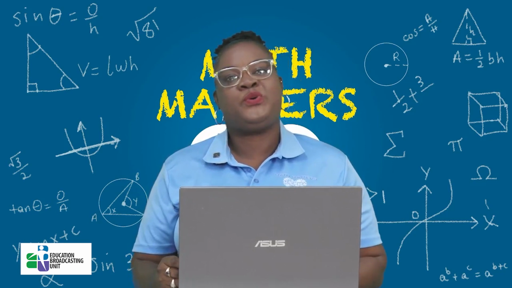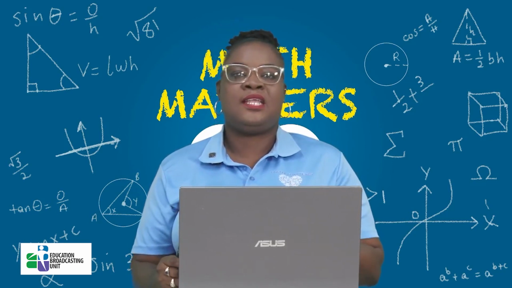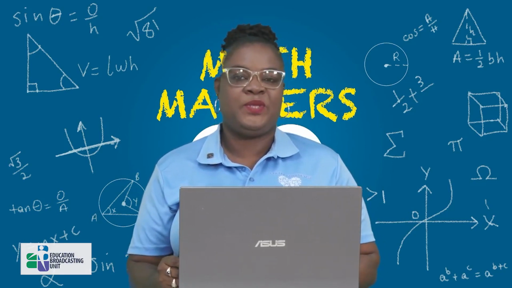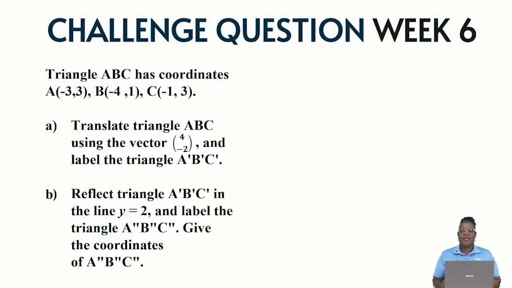Before we delve into trigonometry this week, let us take a look at our challenge question from last week. It reads, triangle ABC has coordinates A (-3, 3), B (-4, 1), C (-1, 3). A says translate triangle ABC using the vector (4, -2) and label the triangle A prime, B prime, C prime.